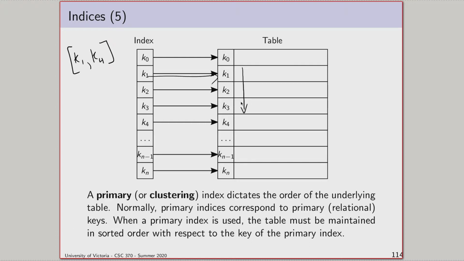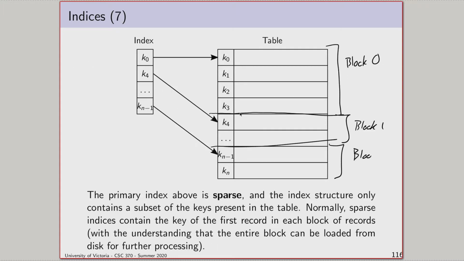You don't need to look at the index ever again. You find K1 in the index, walk down the table until you hit K4 because you know the table is sorted. The same is true with a sparse index. I find K1, okay, so it's between K0 and K4. I do binary search, I find it there, and then I just walk down the table.